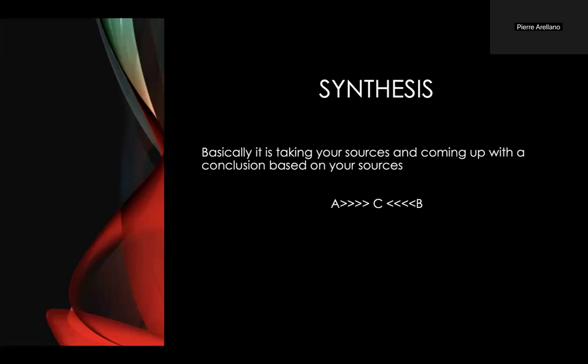So this is basically the formula. You have source A, you have source B, and then based on those two sources, what you've read, what you've seen, you come up with a conclusion, which is C here. Very simple, but it's the gist of it. Now, this doesn't necessarily mean that it's just two sources. It might be sources A, B, C to come up with D or further, right? But at the very basis of it, this is synthesis.